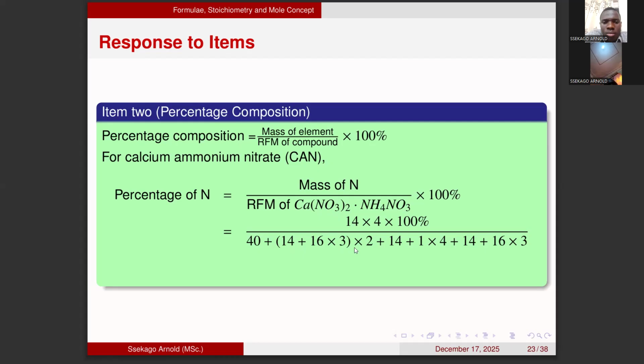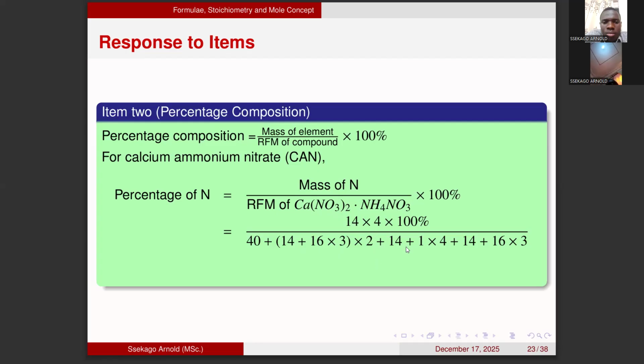Then close the bracket, times 2, which was there in the formula. Then plus, don't mind about this dot. This dot simply says continue. That is the formula. That is how the formula was given. So it has nothing to do with the arithmetic here.